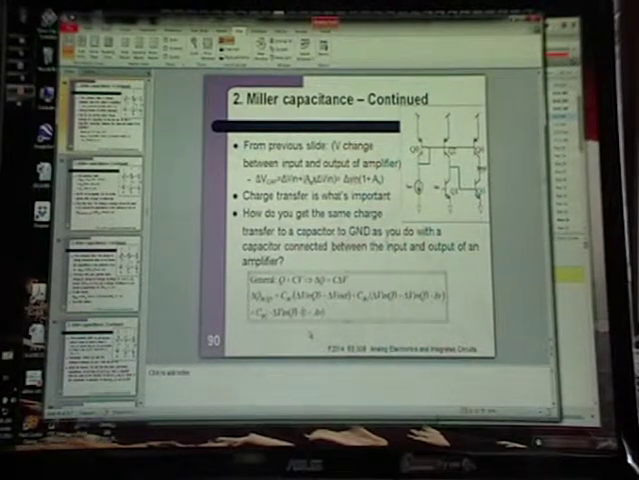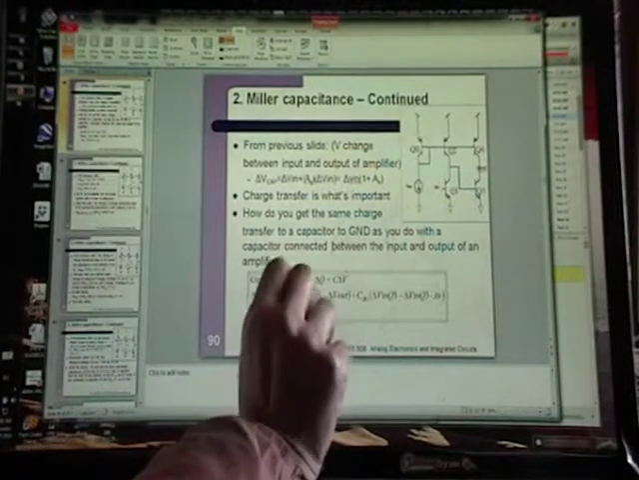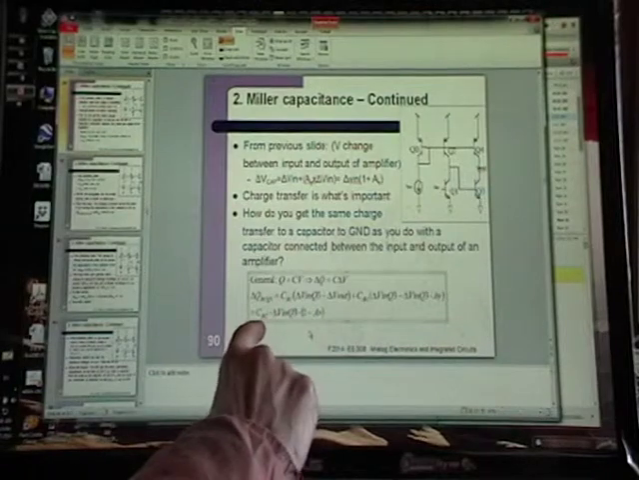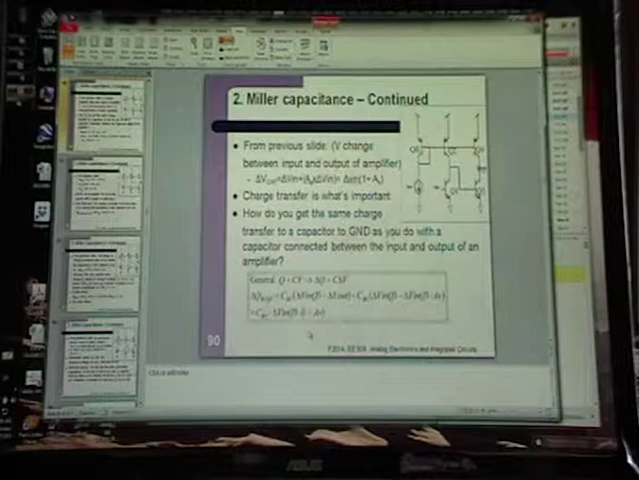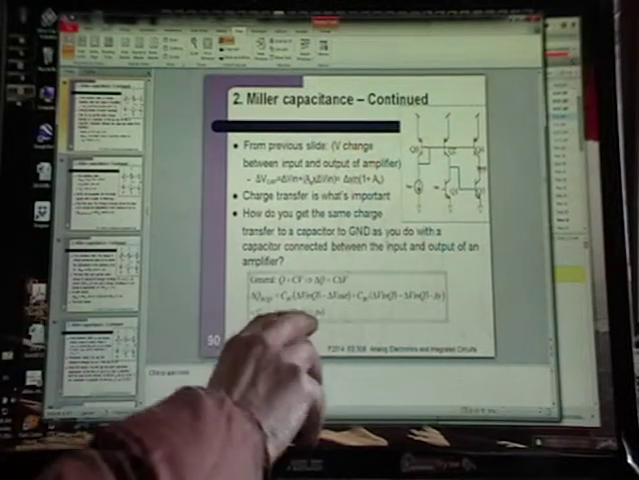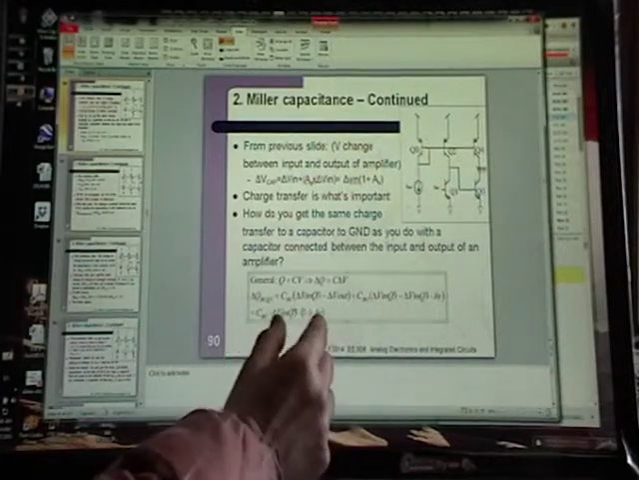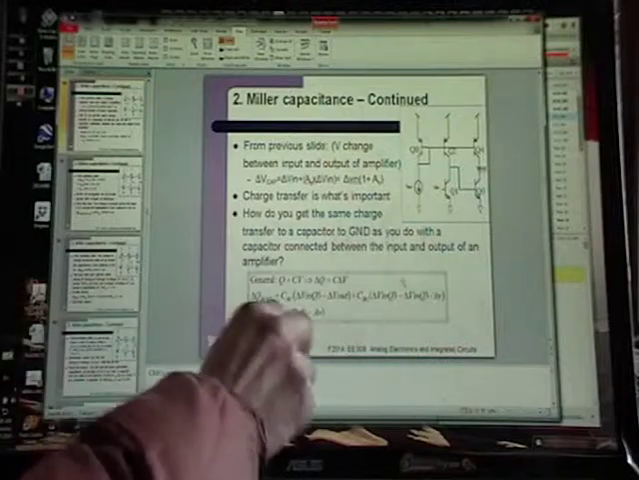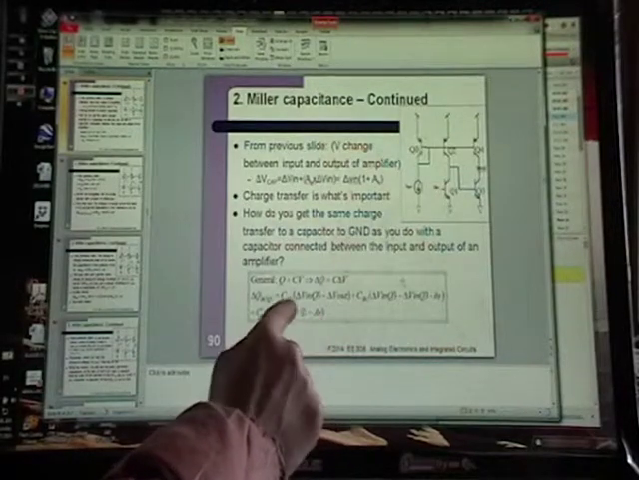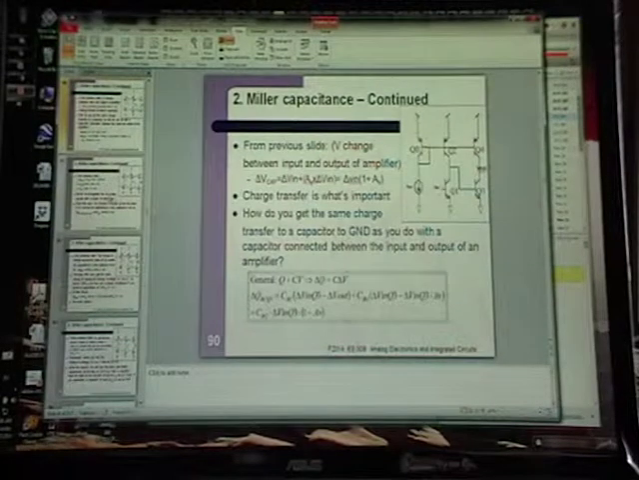Let me see if I can say it better this time. What this says is if you change V in by some amount, what you actually get is a change of voltage across CBC of V in times 1 minus AV. So the voltage change across the capacitor is this whole thing, this delta V in at Q3 times 1 minus AV. That is the change in voltage across the capacitor. Alright, let's go one step further.